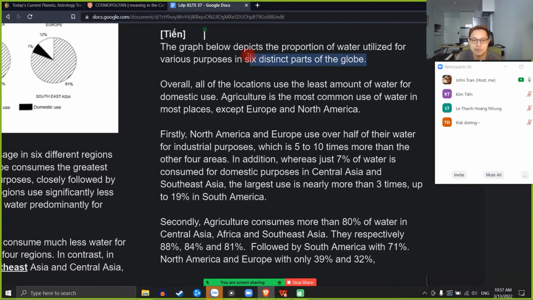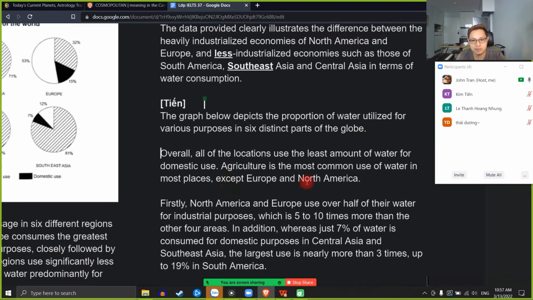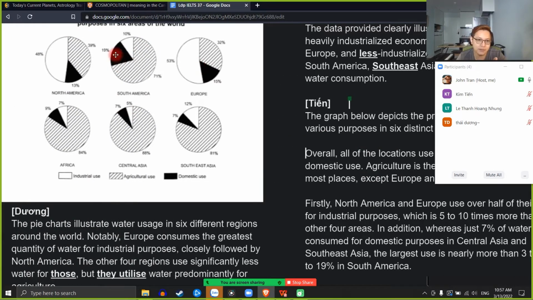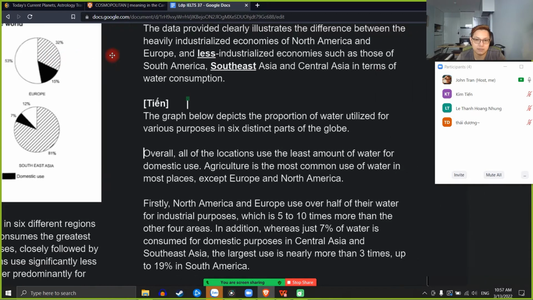Six distinct parts of globe. 6 cái phần khác biệt rõ ràng trên địa cầu. 6 distinct parts of globe. Okay, good. Overall nhìn chung là all locations use the least amount of water for domestic use. Tất cả các vị trí này sử dụng cái lượng nước cho trong nhà là ít nhất. It's true. Okay. Wait.